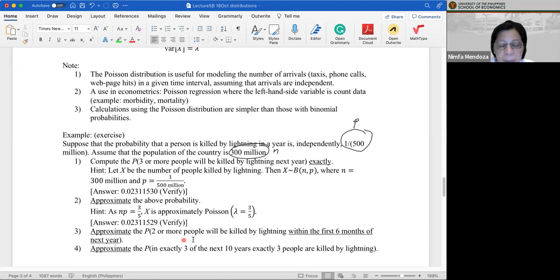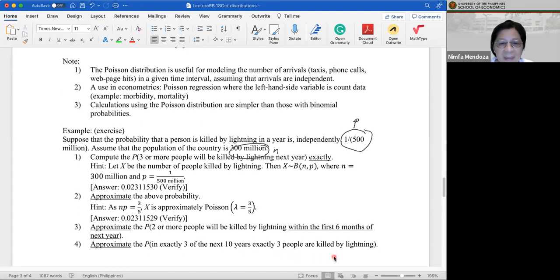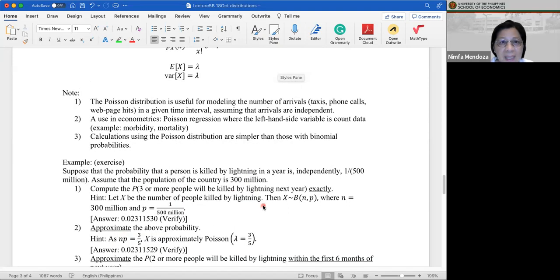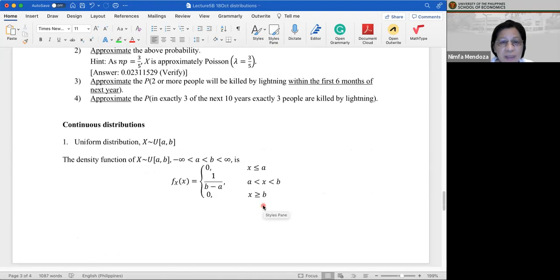Then approximate the probability that 2 or more people will be killed by lightning within the first 6 months of next year. Then approximate the probability that in exactly 3 of the next 10 years, exactly 3 people are killed by lightning. So do this exercise for the Poisson distribution.